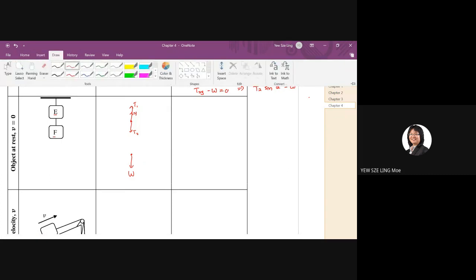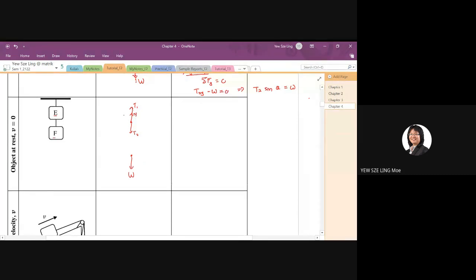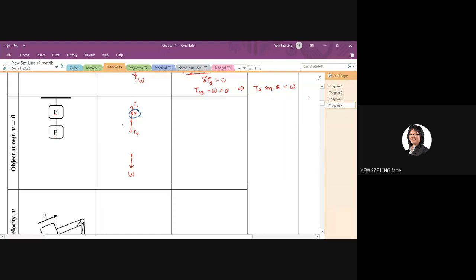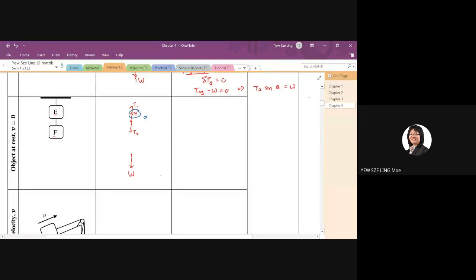Why? That is because if you look at the diagram for object E, why is there an N here? It is not in contact with any other object. It's not touching any surface. So this is the first mistake. The second object, now it's being hung by a string. But then there's no tension. I didn't see any tension. So again, it is wrong. Okay, so both diagrams are wrong.